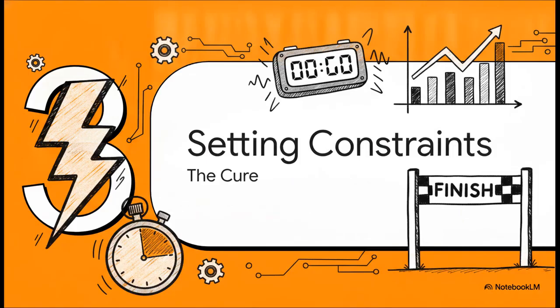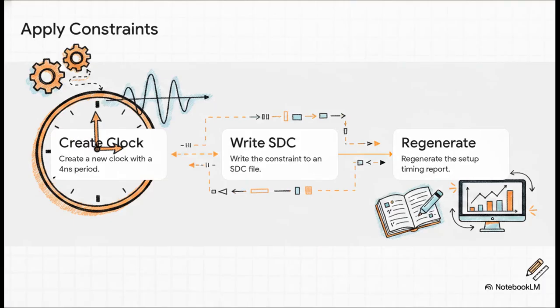The cure, setting realistic constraints. Okay, now we need to shift from diagnosing the disease to actually applying the cure. We know our circuit physically takes 1.12 nanoseconds to process the math. But come on, we don't actually need this chip to run at nearly a gigahertz. We can fix the violation by providing the software with a much more realistic finish line.